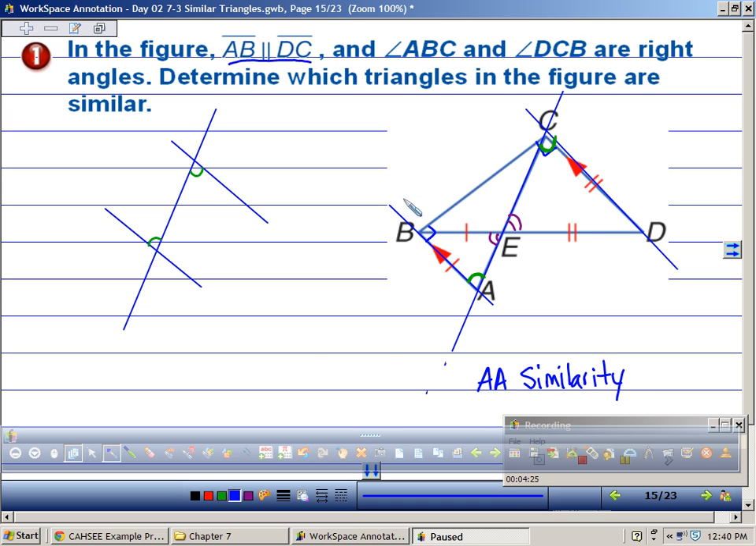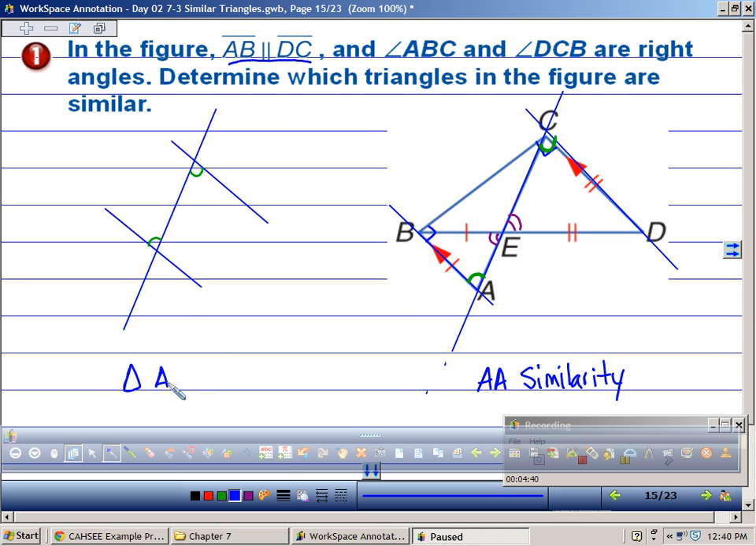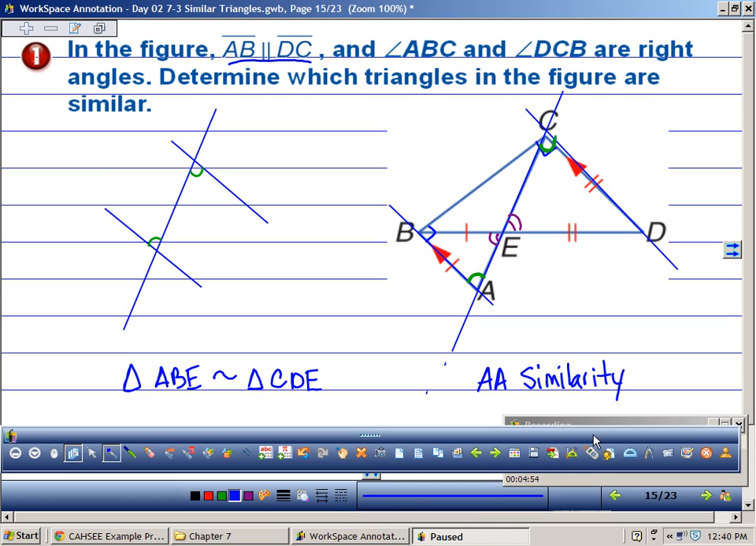Well, that's it, but I also have to name these triangles now. When I use these colors it's easier. Let's start with the green, go to the one that's not colored, and then go to the purple. So triangle ABE. And it makes a difference, right? It is similar to triangle, let's start with the green up here, CDE. Done.